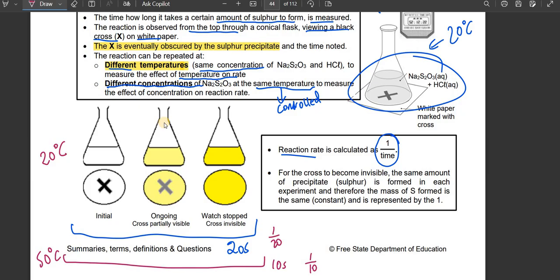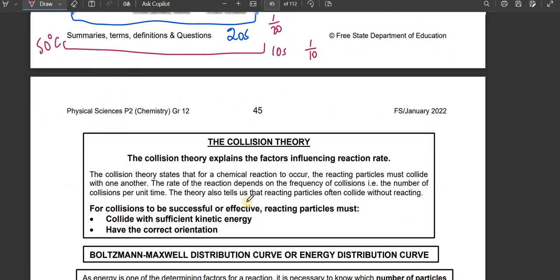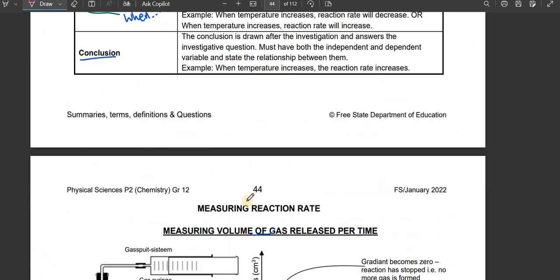So I hope that for sodium thiosulfate it's clear, guys. Okay, you can either change temperatures and keep the concentration constant, or you can change the concentrations and keep the temperature constant, to see how it affects them. Right, that is it there.